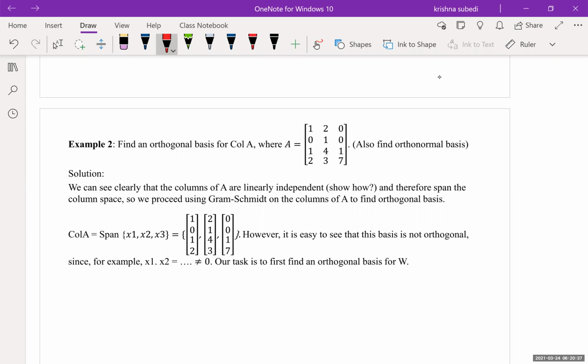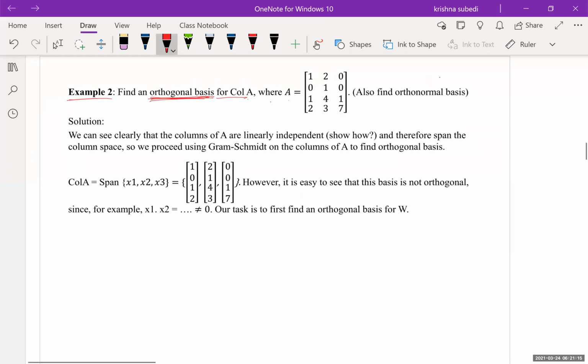Okay, guys, here is another example. Find an orthogonal basis. I'm just saying orthogonal first; you can find orthonormal later. Find an orthogonal basis for the column space of A, where the matrix A is given by this matrix, and also find an orthonormal basis. Once you know how to find the orthogonal basis, the orthonormal basis is not a big deal. We just normalize it: we find the length of the vector and divide the vector by the length, so that we get a unit vector.